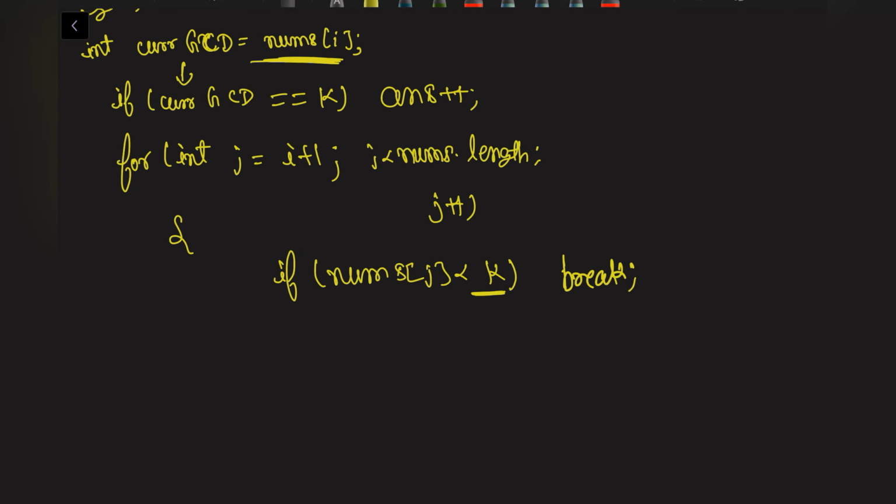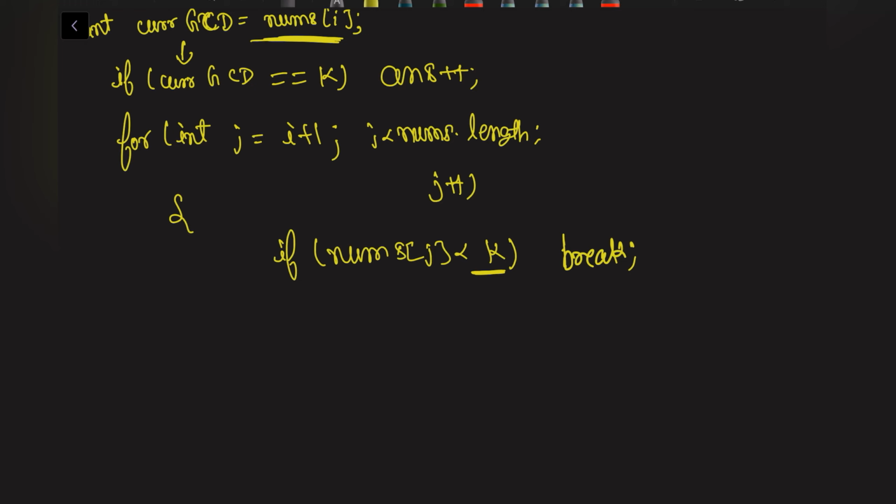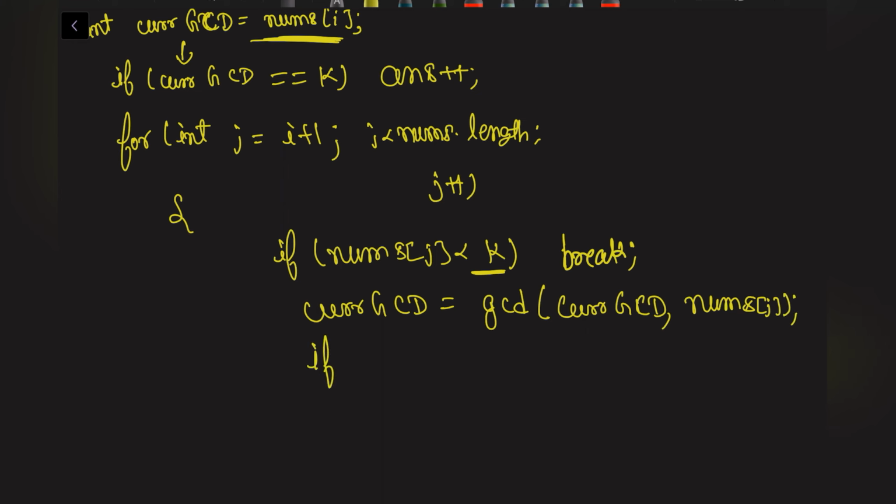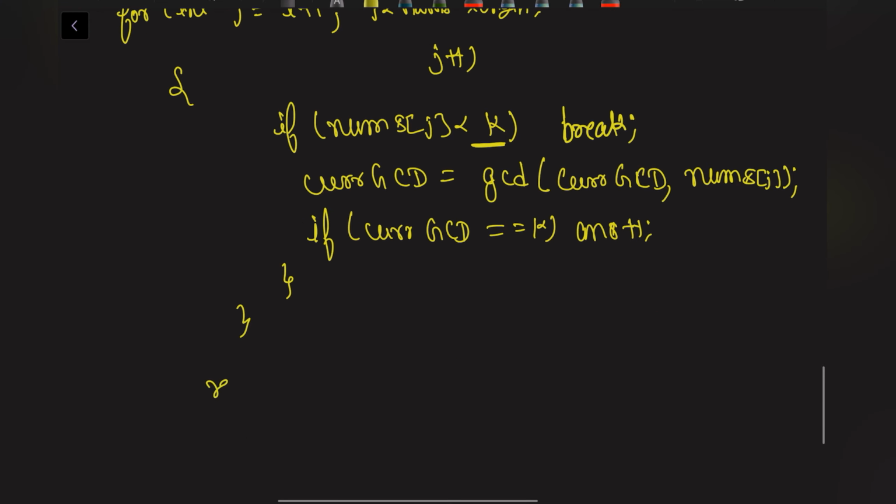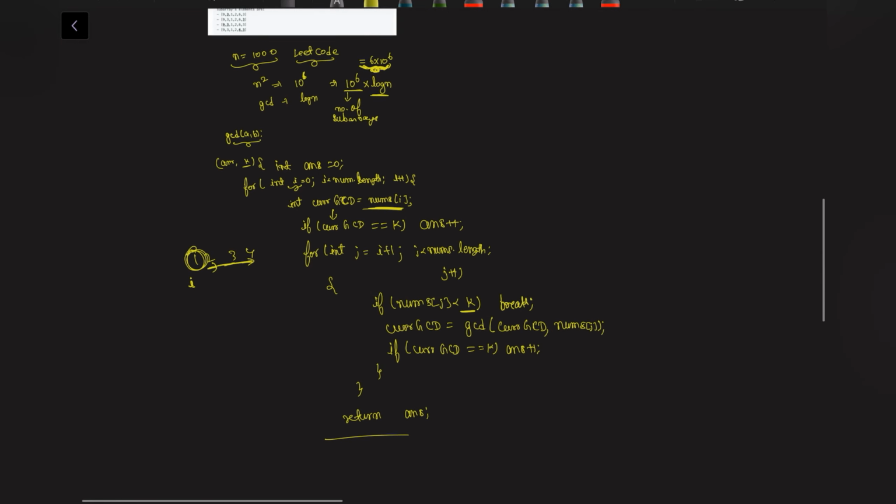Then after that, if this condition is failed, then what will we find? The current GCD, again we will find the GCD of what we have found behind this number, like the current GCD till now, and the GCD with the current element. Then again, I will check if this equals k or not. If this equals k, I will do answer++, and at last we will return answer. So this is the logic behind our code.